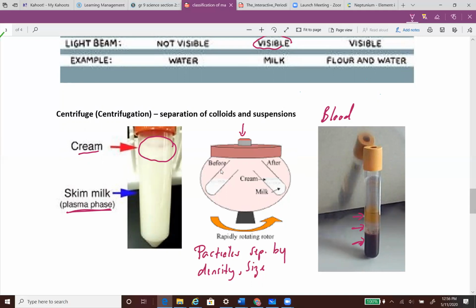Now, solutions don't do this. The centrifuge doesn't work with solutions. You can see it's working on colloids and suspensions. If we did this with a mixture of oil and water, it would do the same thing, okay? But it won't work with salt water.